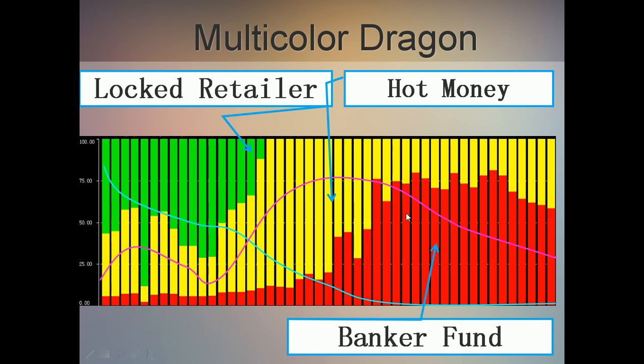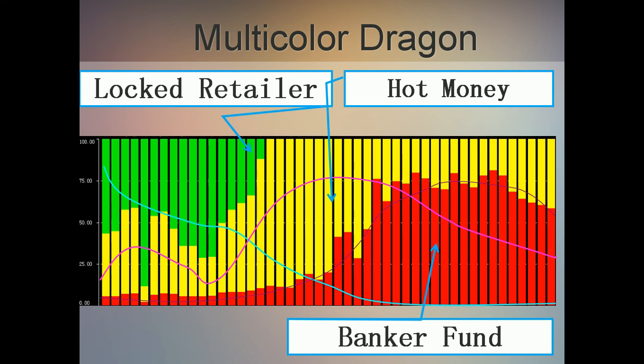Actually, this line stands for the 10 days moving average of the hot money. This line, okay. And then you can see the last line. This time, this is the purple. This purple line means the 10 days moving average of the banker fund. So you can see this. It consists of the 6 colors.